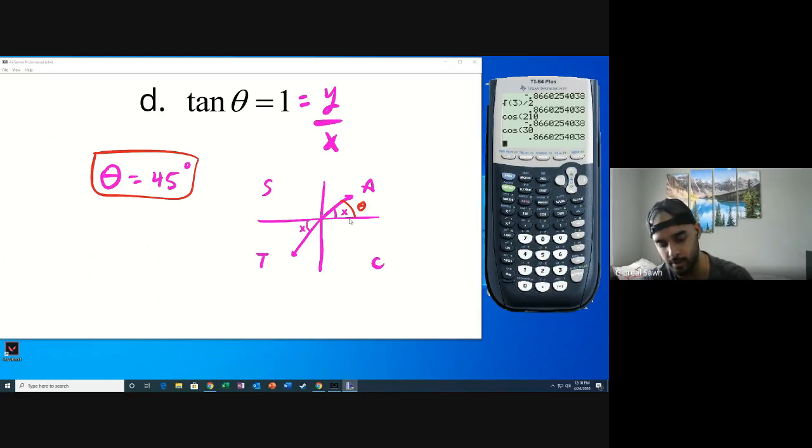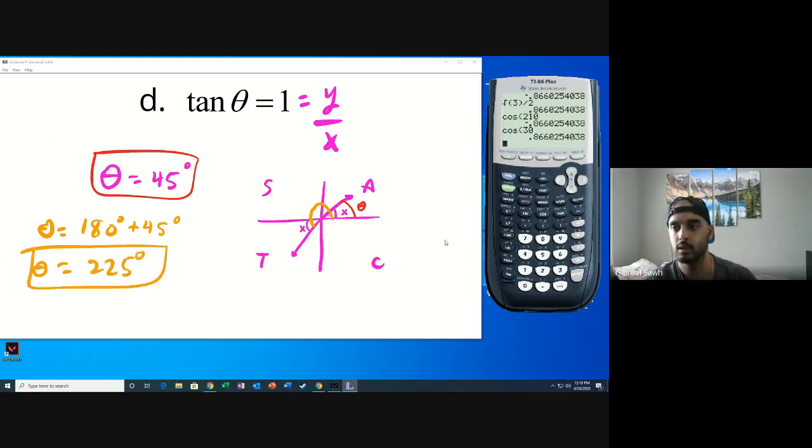The other theta happens if I start in the same position up on my x-axis, travel all the way around to get to my second terminal arm, which means I'm going a full 180 degrees and then 45 more. So my other theta is 180 degrees plus 45 degrees. So that second theta is 225. Okay, let's check. Tan 225, 1. Tan 45, 1. Okay, so we know we did it right. You can even check them on your calculator. You just can't use it to get those exact values. That you have to know.